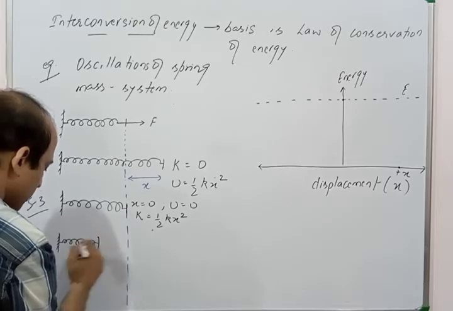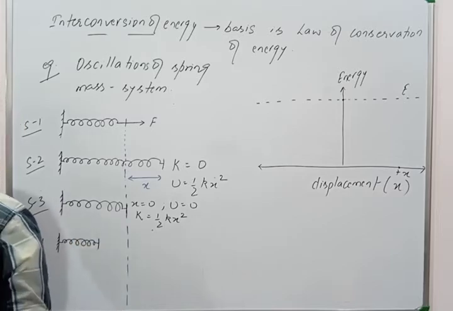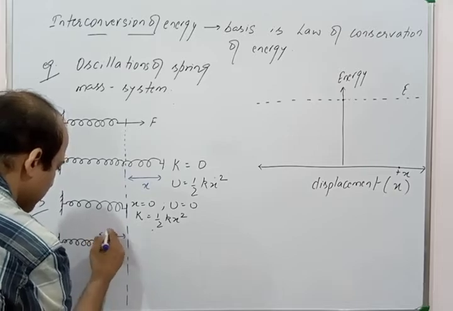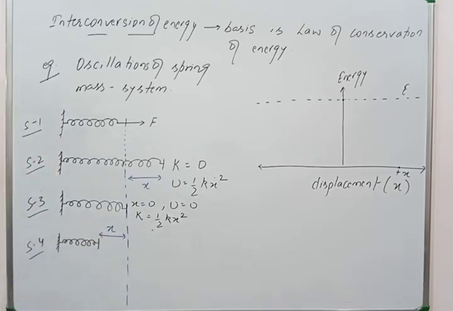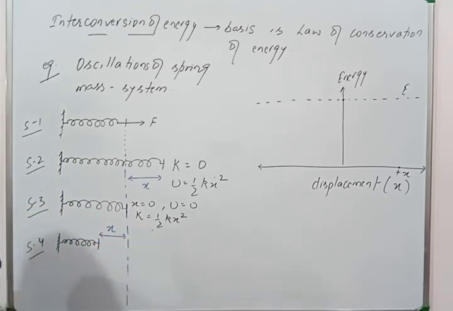Let's see. The compression will be again what? By amount X. If we consider the ideal situations where no loss of energy is taking place, therefore the spring will go on compressing until its velocity becomes 0, until its kinetic energy becomes 0. So kinetic energy will become 0 if the velocity of the spring becomes 0.